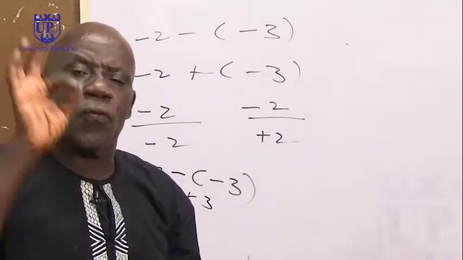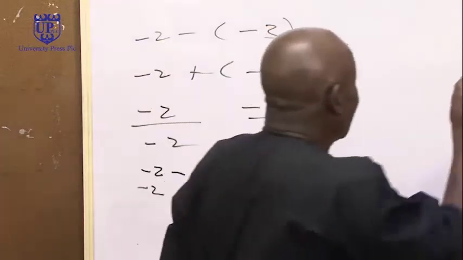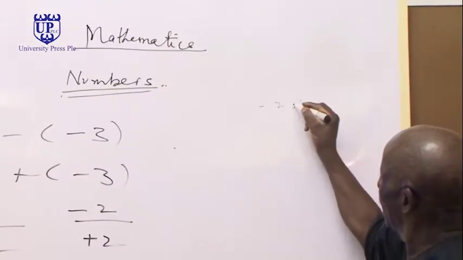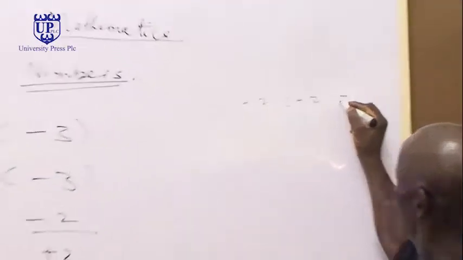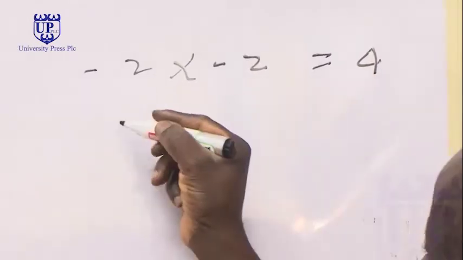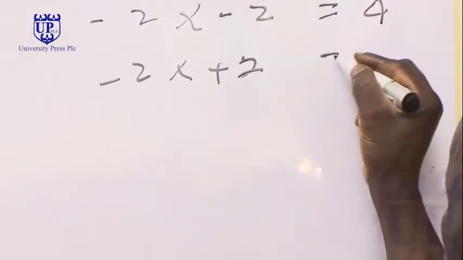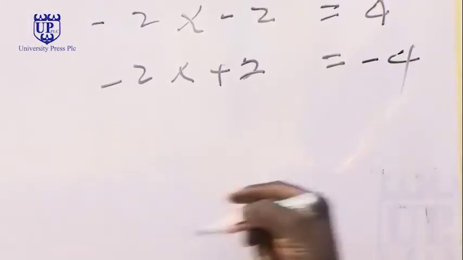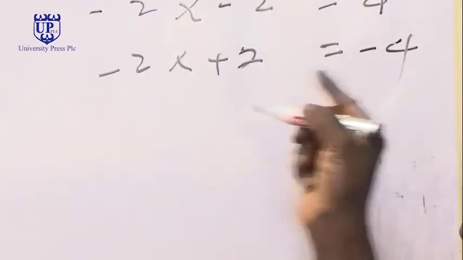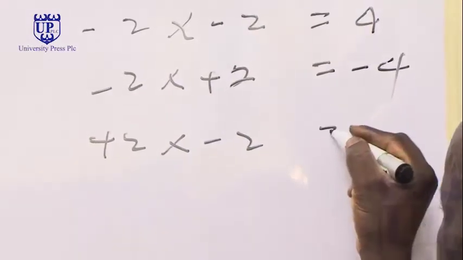Please don't confuse all those rules. The rules are: -2 multiplied by -2 is equal to 4, because minus and minus is positive. -2 multiplied by +2 equals -4. You say negative and positive is negative. +2 multiplied by -2 is still -4.